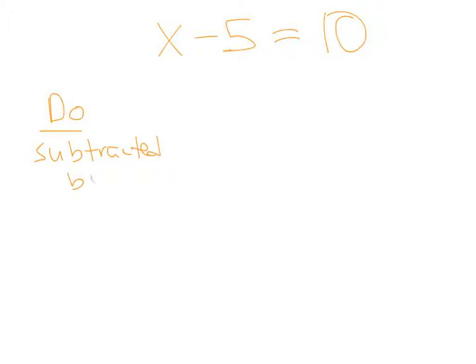Let's try solving another equation. What about x minus 5 equals 10? We have our do and undo box. I'm going to just write these down instead of drawing the box. What's happening to the x? Well, x is being subtracted by 5, or 5 is being subtracted from x. To undo this, we would have to add 5.